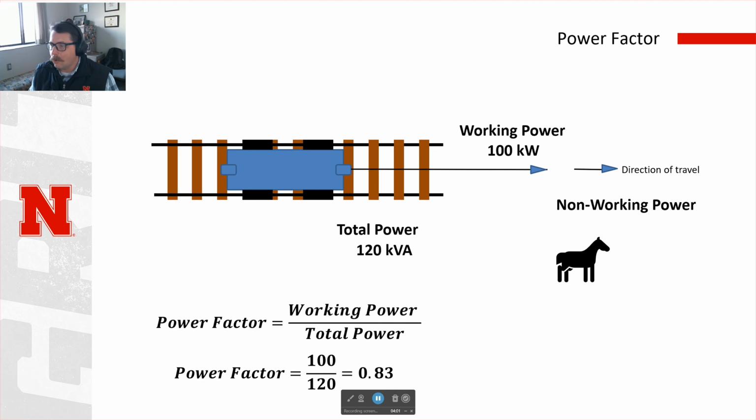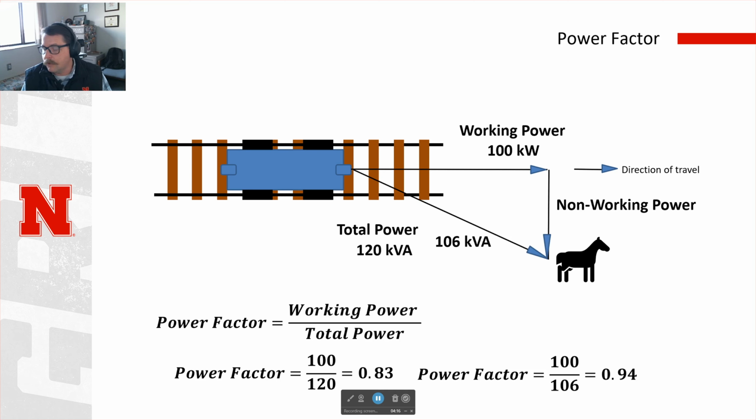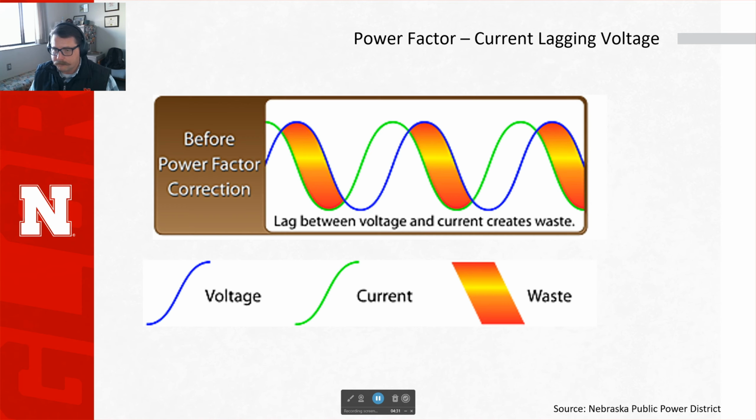So what if we could move that horse closer to the track? That's the goal, to reduce that non-working power. In that case, the working power was still 100, the total power turned into 106, and the power factor improved to 0.94. So that's really what the utility is trying to influence you to do, either improve that power factor, reducing that non-working power, or pay for the total power. And so that's really what's going on here.